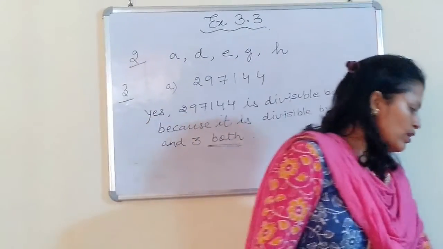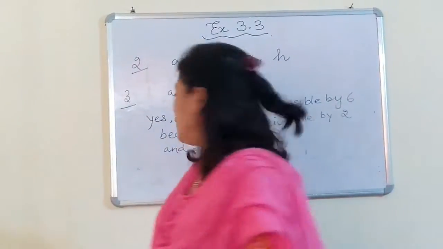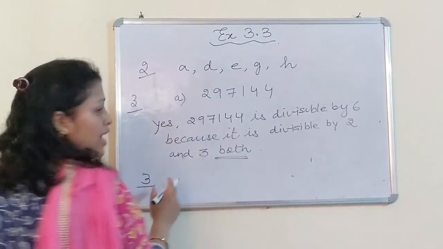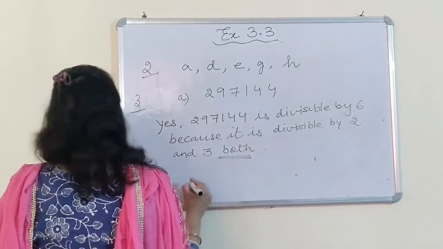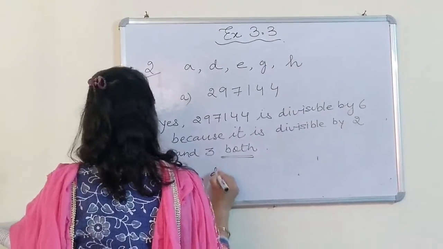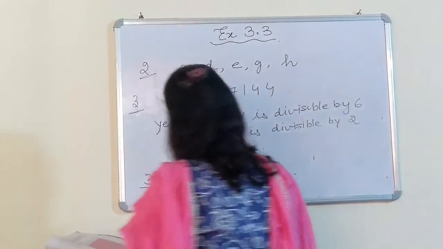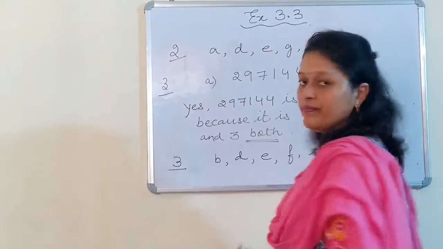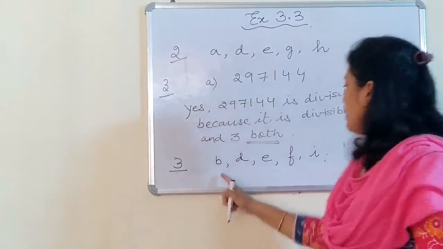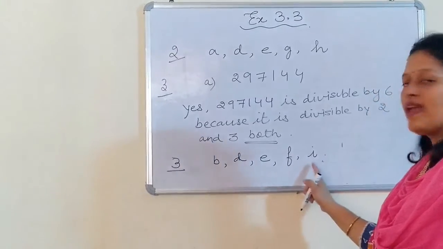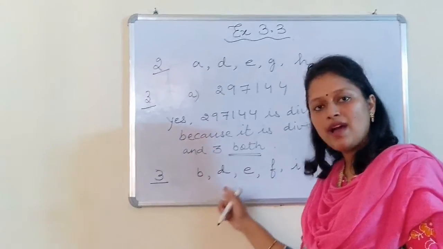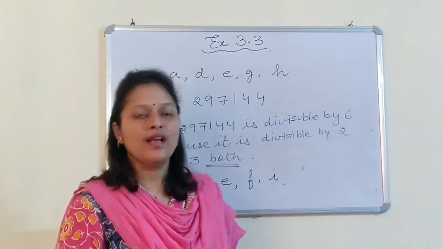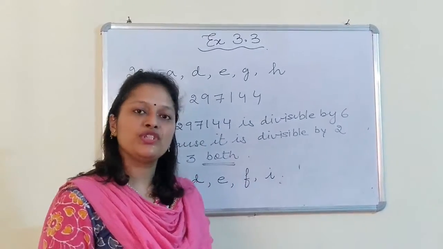So mark in your book which parts you are required to do in your notebook. A part I already solved. So B, D, E, F and I. Okay children, B, D, E, F and I. You have to do these parts in your notebook with the complete calculation and with the complete answer. I hope you all can do these questions in your notebook.